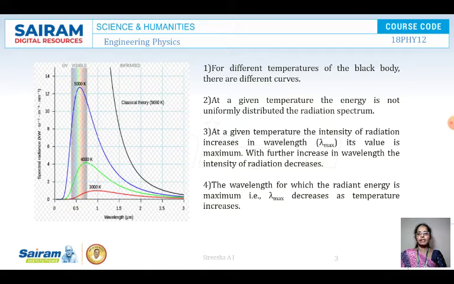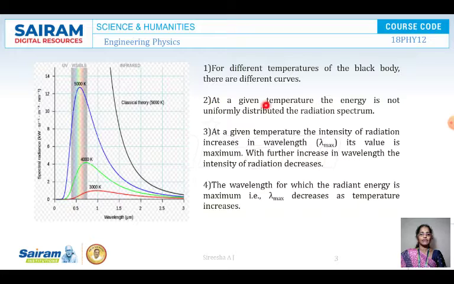Now you can see the diagram over here. The black body radiations, when the body is heated to different temperatures, you can see the distribution of energy in this graph. For different temperatures, the energy of radiation is different. So, when the body is heated to 5000 Kelvin, the distribution of the curve is like this. When the body is heated to 4000 Kelvin, the distribution is in this way. And when the body is heated to 3000 Kelvin, the distribution is in this way. You can see that there are different curves for different temperatures of the black body.